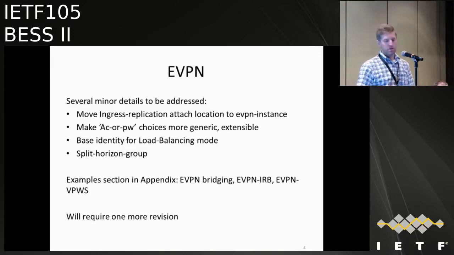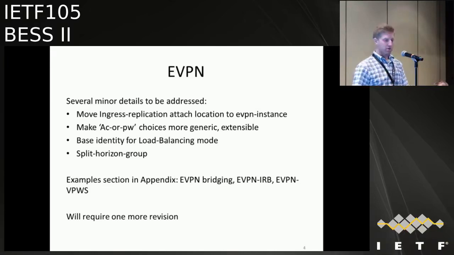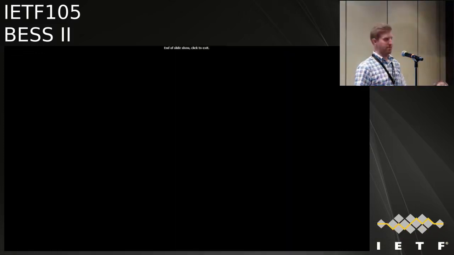Like I mentioned, one of the major updates is actually including an appendix with examples of how to use this model, namely for EVPN bridging, EVPN IRB, and EVPN VPWS use cases. So we will require one more revision of the EVPN YANG model.